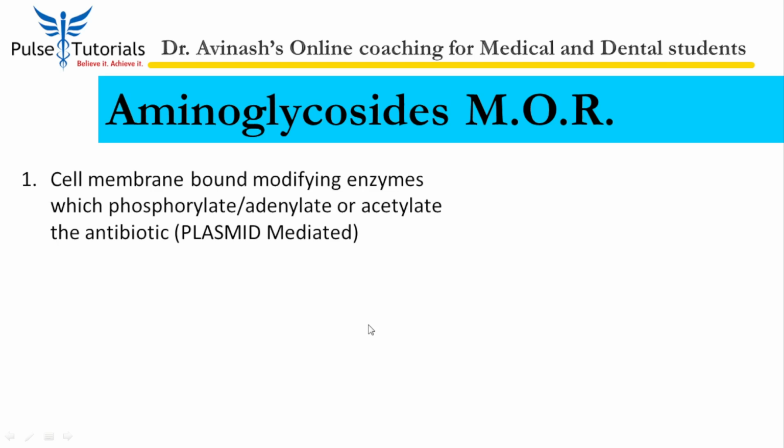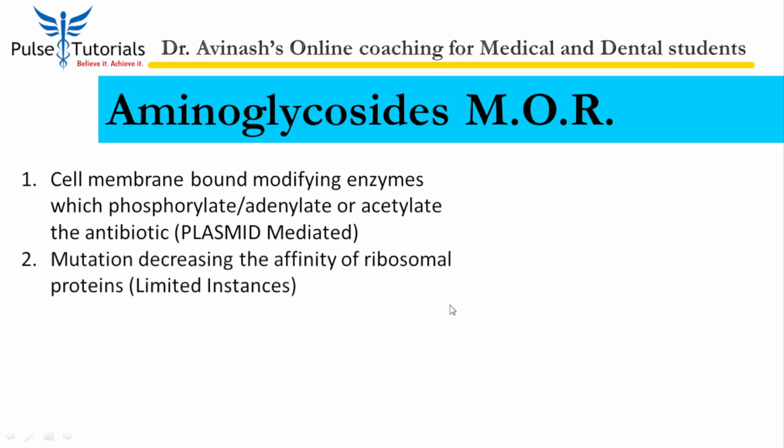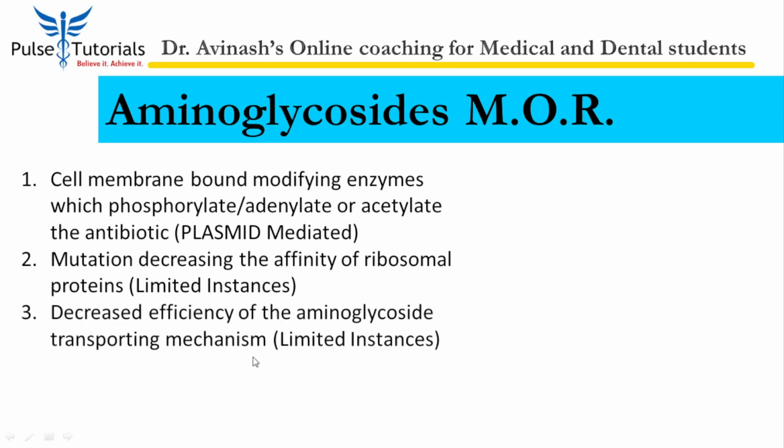Now, the bacteria does not want to die, so it will of course develop some resistance. First, there is a plasmid mediated cell membrane bound modifying enzyme. The moment aminoglycoside comes in, it will be phosphorylated, adenylated or acetylated. The antibiotic loses its effect. Bacteria can create an enzyme that destroys the aminoglycoside. Second, mutationally decreasing the affinity of ribosomal proteins. Change the ribosomes, aminoglycosides can't work. This is limited, not seen too much. Third, decrease the efficiency of the aminoglycoside transporting mechanism. Don't allow aminoglycoside to come in.